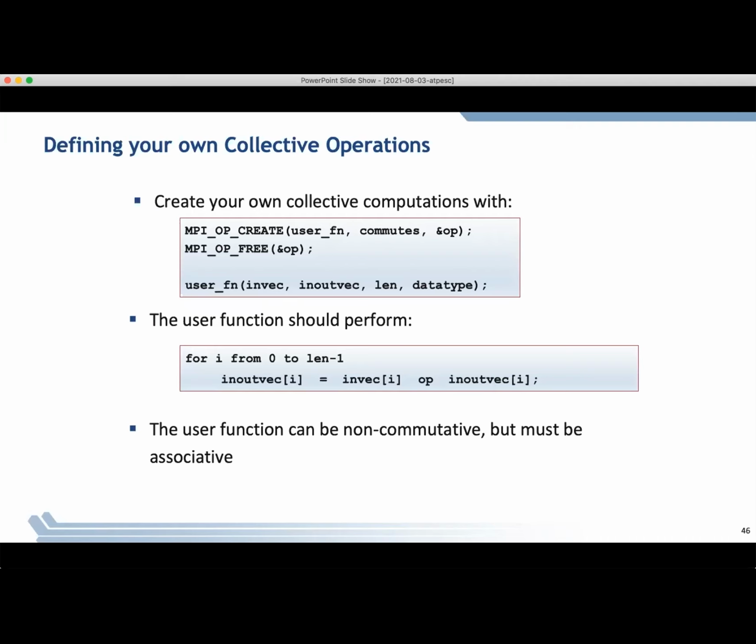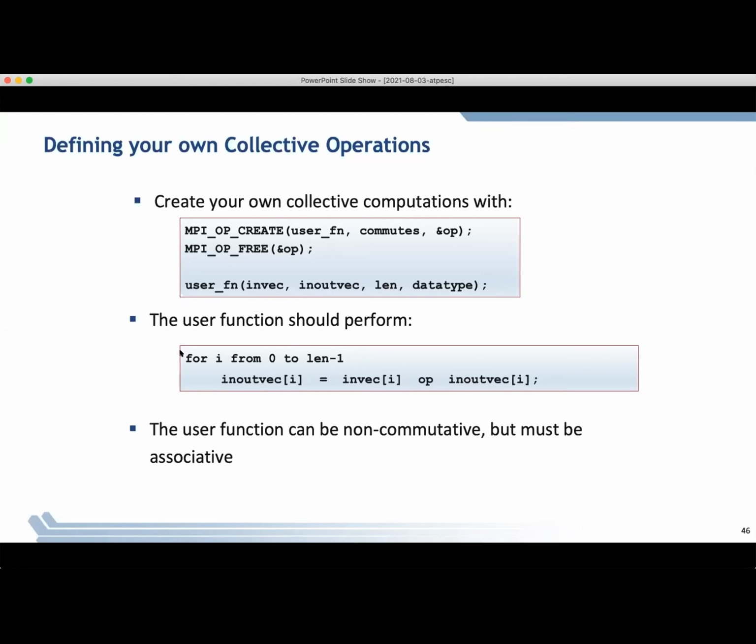As I stated, you can create your own collective computation operations that MPI can then apply to collective data while it's performing the collective. You use the MPI op create API to do so. You have to free these operations later when you're done with them. This is the function signature of the operation API. You can just define a function in your code that takes an input vector, an in-out vector for the results, a length, and a data type from the data types that would be supported by these operations.